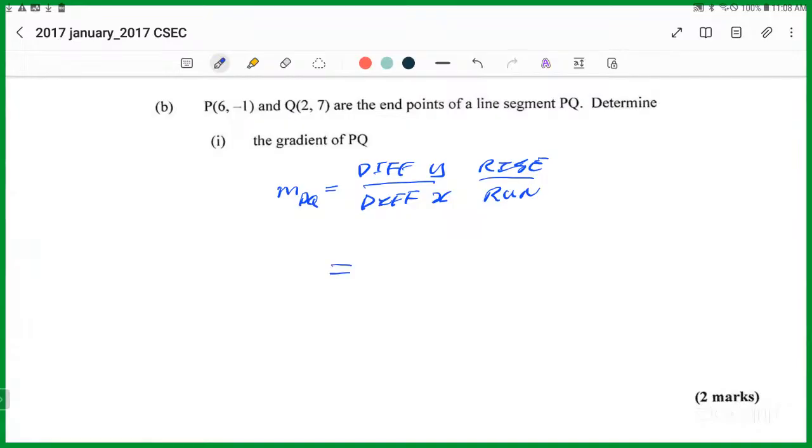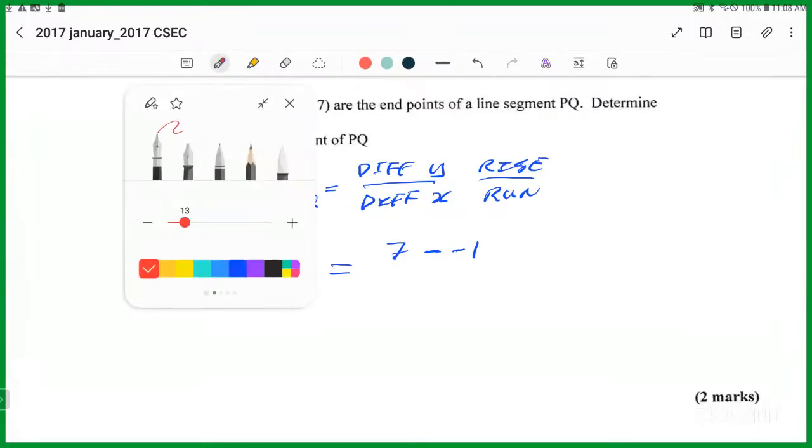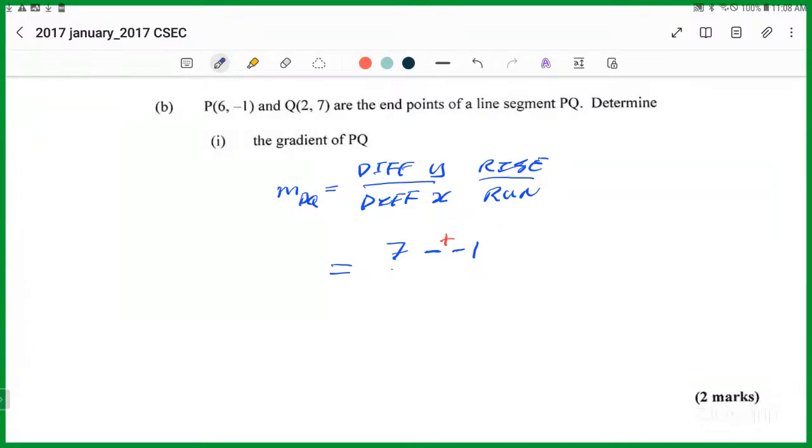That's 7 minus, and then this is a negative 1 we're subtracting. That minus becomes a plus. Let's put a plus there in red. And then the run is the difference in the 2 x values, so this x value minus this x value. But what is important is this. Because I used this y value minus this y value, when I'm doing the difference in x, which is the run, I have to come back to this point and use this x value minus this x value.